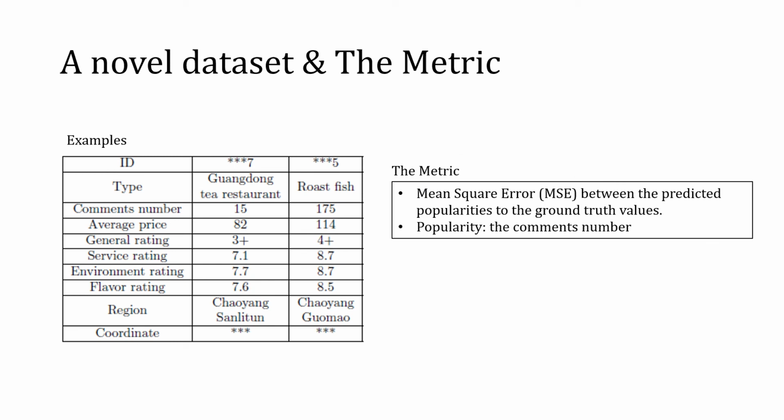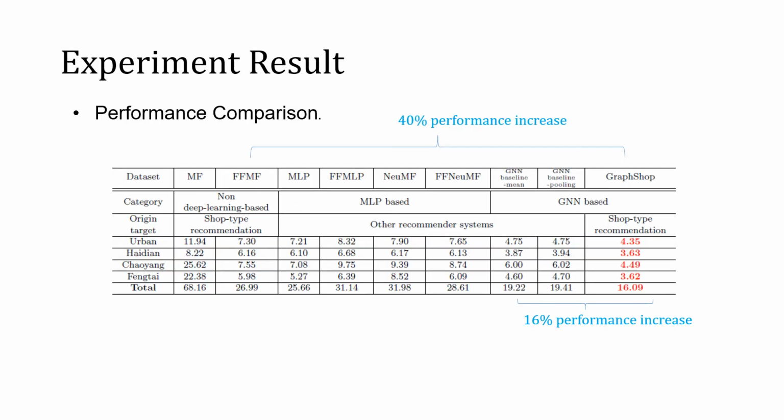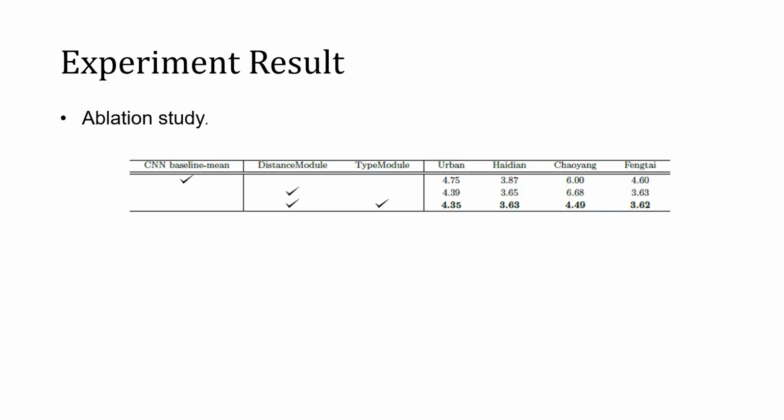We use mean square error to measure the closeness of the predicted popularities to their ground truth values. Following the previous works, we use the comment number to represent the ground truth popularity of a shop. The experiment result shows that GraphShop outperforms the traditional matrix factorization method by 40% and outperforms the basic GNN method by 16%. From the ablation study, we show that both the distance module and the type module work well independently, and combining these two modules, we get a better result.